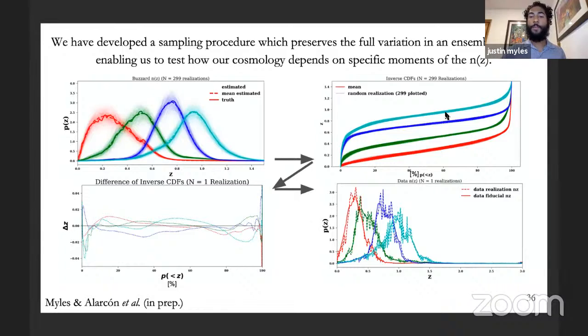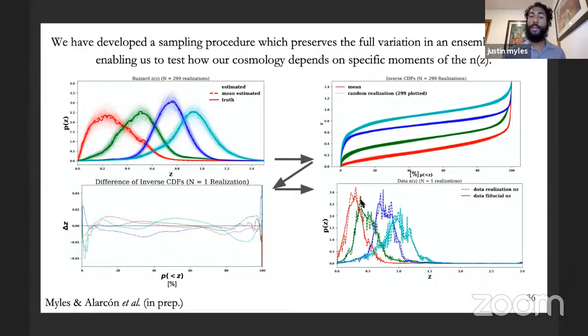And we can compute the difference between the inverse CDF of any given realization and the mean, and that's shown in the bottom left. Again, percentile, and now the y-axis is delta z. So this shows, for each tomographic bin, a smooth function of how different that realization is from the mean. This encapsulates all the information we want to transfer to data. We achieve that by adding this curve to the inverse cumulative distribution function of the data n(z), and then taking the inverse again and re-differentiating to get a PDF. And that's what's shown here in the bottom right.